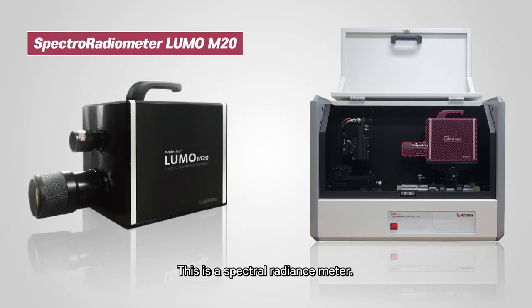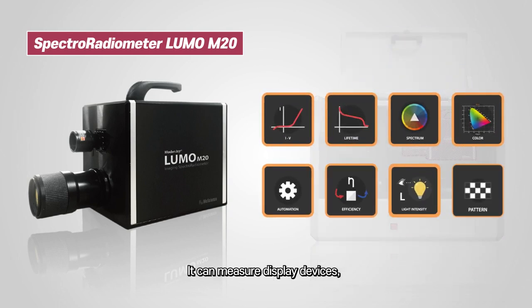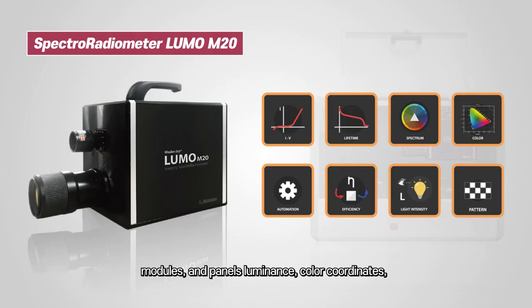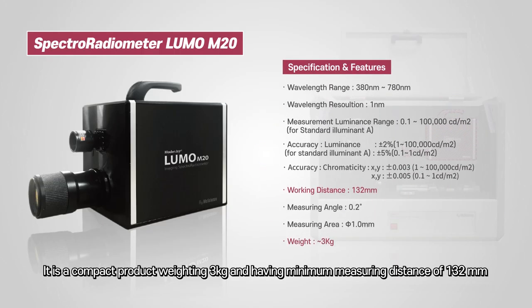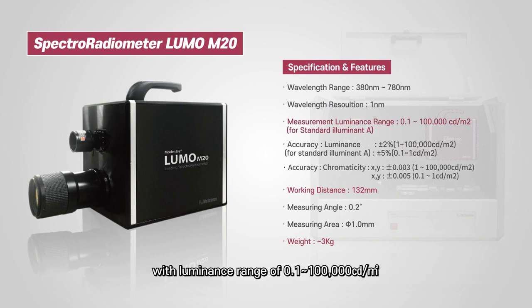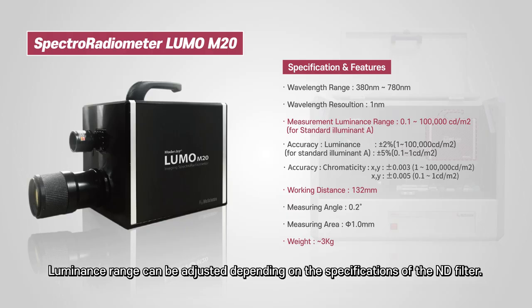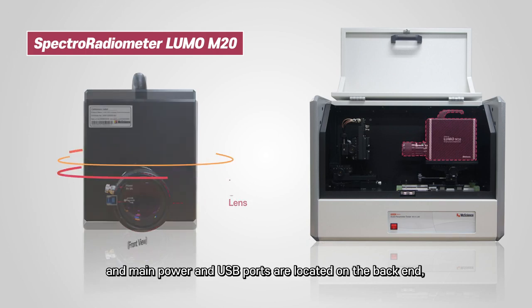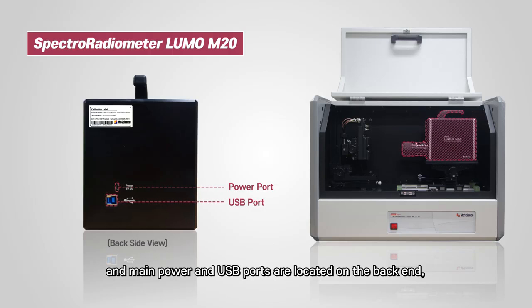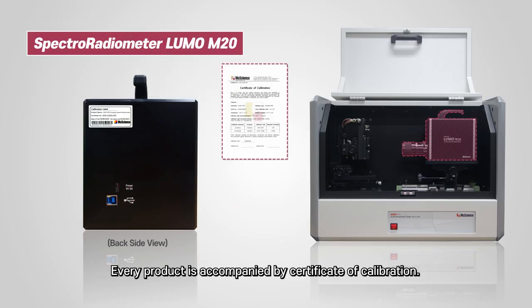This is a spectroradiometer. It can measure display devices, modules, and panels' luminance, color coordinate, spectrum, correlated temperature, and color index. It is a compact product weighing 3 kilograms and having a minimum measuring distance of 132 millimeters, with a luminance range of 0.1 to 100,000 cd per square meter. The luminance range can be adjusted depending on the specifications of the ND filter. The lens is located on the front end, and the main power and USB ports are located on the back end. Every product is accompanied by a certificate of calibration.